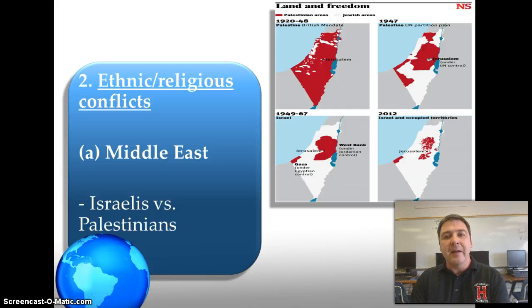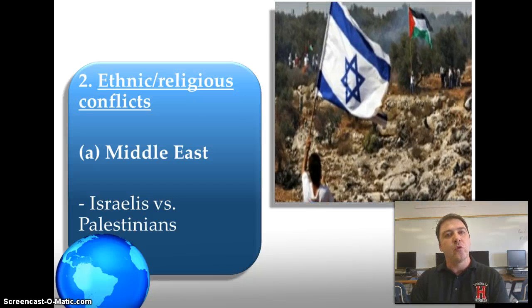Okay, we see the map in 1947 and how progressively over time the map has become less red, less Palestinian, and more white, more Jewish areas. Okay, and that's created a conflict between the two groups. Represented in this picture, we see an Israeli flag here in the foreground, a Palestinian flag in the background, symbolizing the conflict between these two groups for the land.